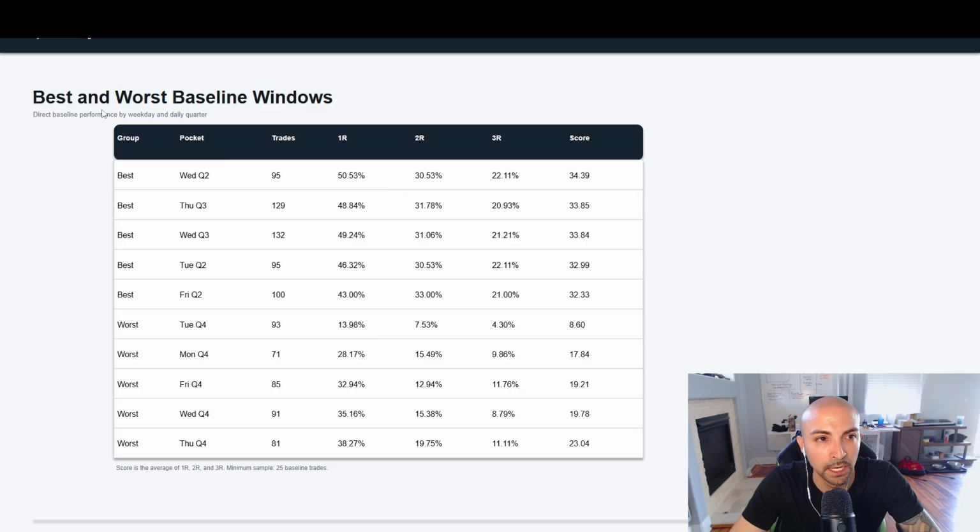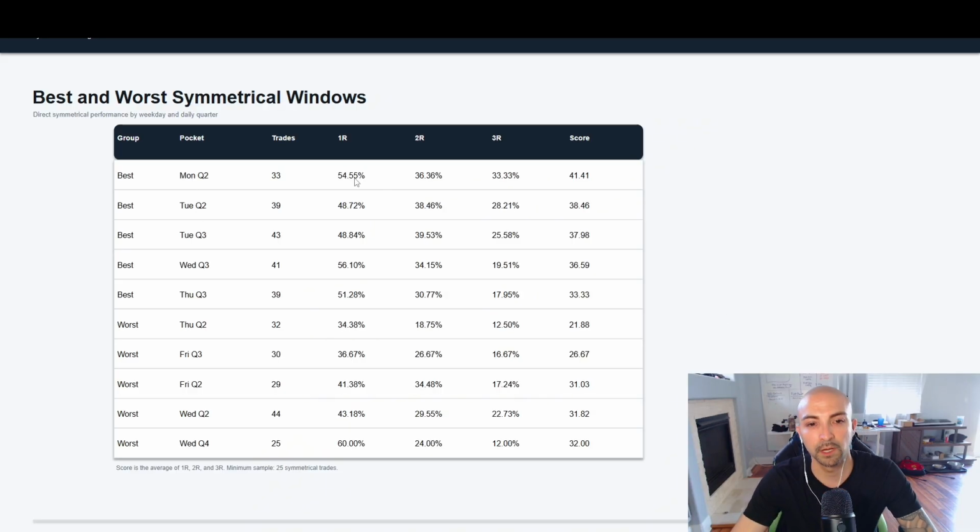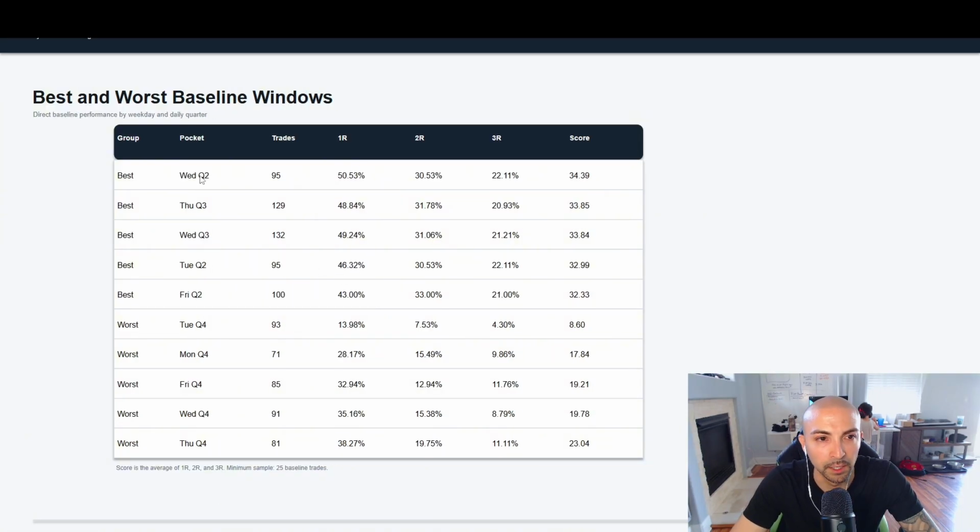So for baseline, Wednesday Q2 had just over a 50% 1R, and for symmetrical, Monday Q2 had 54.55% 1R, and actually look, Wednesday Q3 at 56.10%. Monday's at the top because over the 1R, 2R, and 3R average, it gave us a higher score. But for 1R, it looks like Wednesday Q3 is actually the best for the symmetrical window. And Wednesday Q2 is the best for the baseline.